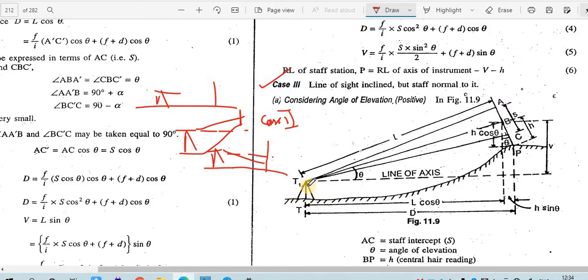And the last case is when the line of sight is inclined but the staff is normal to it. As you can see over here, the instrument has been kept and the line of sight is inclined upward, and the staff is not kept vertical, it has been kept normal to the line of sight. So the formula changes in this case. This is the third case.